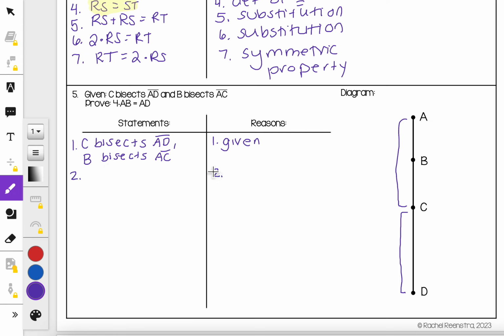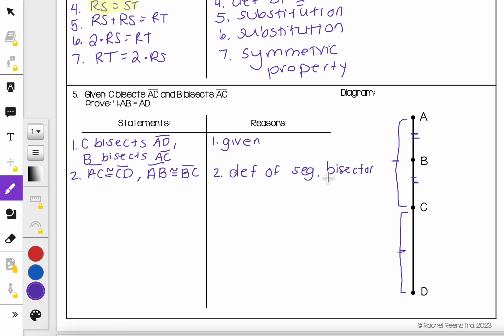By the definition of a segment bisector, like I said, AC is going to be congruent to CD, and AB is going to be congruent to BC. Again, once I state those segments as being congruent in my proof, I also want to notate that in my diagram. So this is the definition of a segment bisector.